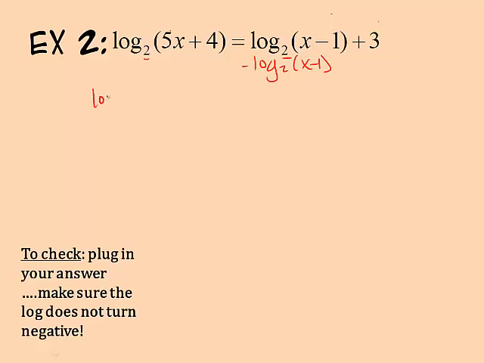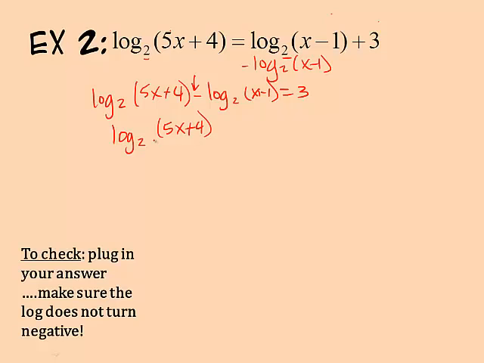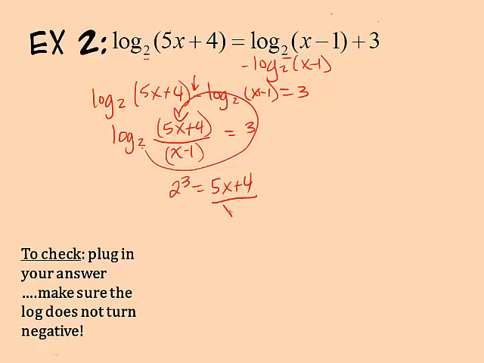So I now have, well, log base 2, 5x plus 4, minus log base 2 of x minus 1 equals 3. Now, since they have the same base, I can condense this using the quotient rule because there's a minus sign there. So 5x plus 4 over x minus 1 equals 3. All right, let's swirl this thing. So 2 cubed equals 5x plus 4 over x minus 1.